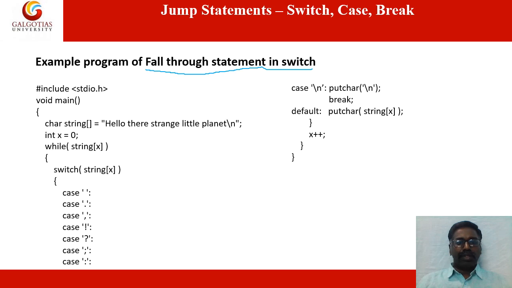We have a string array, "hello there strange little planet", which comprises a string with 5 words, and each and every word has a white space in between. Now x is defined as 0, and then string of x is checked in the while loop, so as long as there is a value in this string, this while loop will keep on executing. In the first pass, x equals 0, so string of x will have the hello.